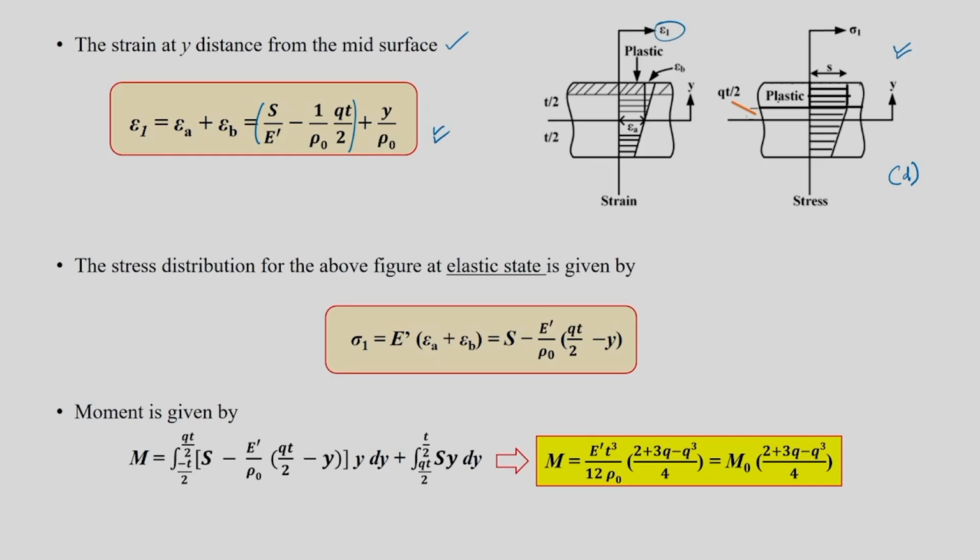Okay. So, the stress distribution for this stage is actually very easy for us. So, sigma 1 you need to get, which is nothing but E dash into epsilon A plus epsilon B. Okay. So, which is nothing but S minus E dash by rho naught into qt by 2 minus y, which I can get directly. Okay. So, this epsilon A and epsilon B are already known to you from the previous slide. You can substitute and find out, which is nothing but S minus E dash by rho naught into qt by 2 minus y. So, in this way the elastic state can be applied. So, the elastic part. After this it is S, that is known, but how is it going to vary?